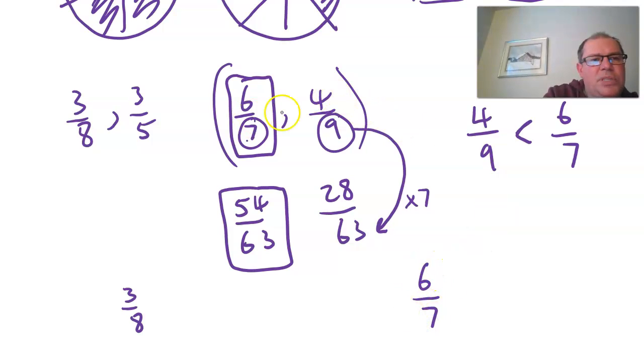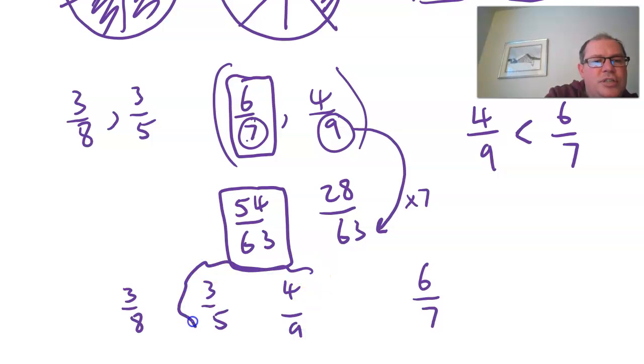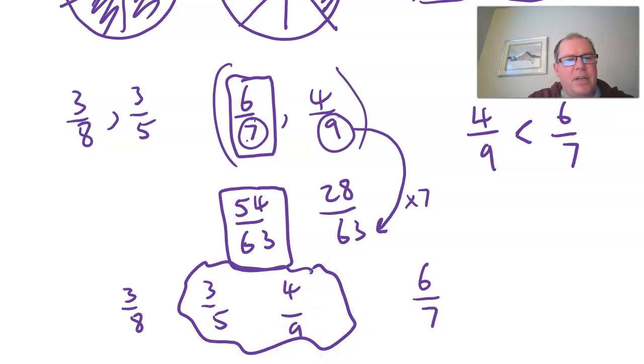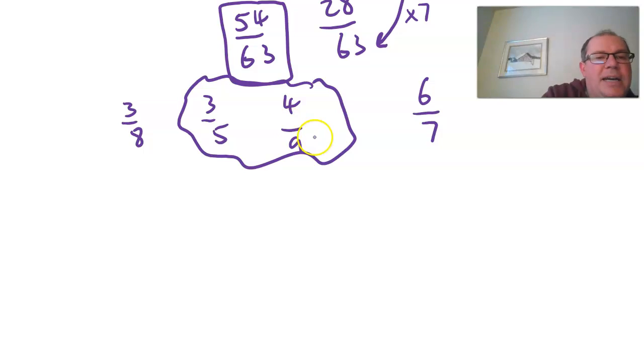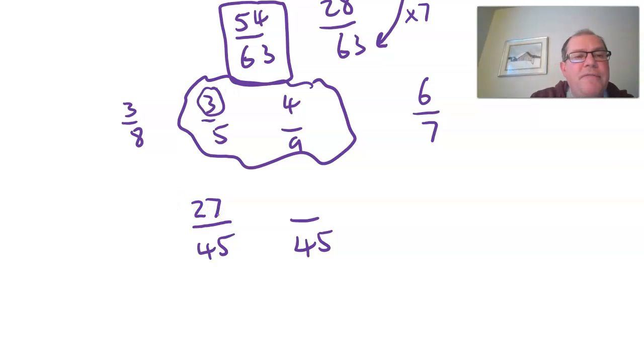And now I've got these 2 numbers in the middle. 3/5 and 4/9. And I'm not sure which order they go in. So now I know 3/8 is the smallest, 6/7 the biggest, but 3/5 and 4/9. So let's go again. 5 and 9, 45. What do you multiply 5 by to get 45? 9. So multiply the 3 by 9 and I get 27. So 3/5 is equivalent to 27/45 because I've multiplied top and bottom by 9.